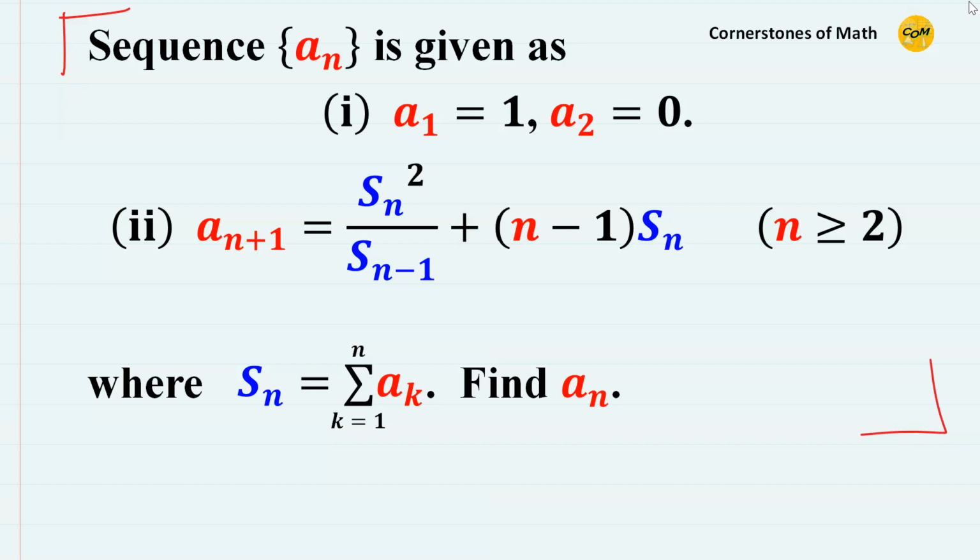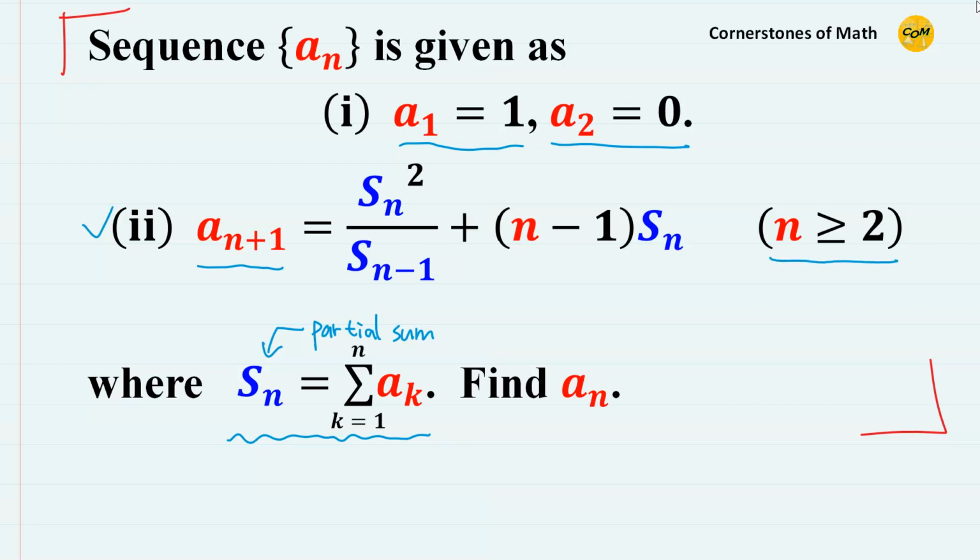It says that sequence a_n is given as a_1 equals 1 and a_2 equals 0, and S_n is the partial sum. Then we have a_{n+1} equals S_n squared over S_{n-1} plus (n minus 1) times S_n, for all natural numbers n greater than or equal to 2.